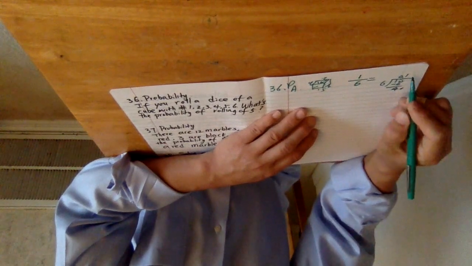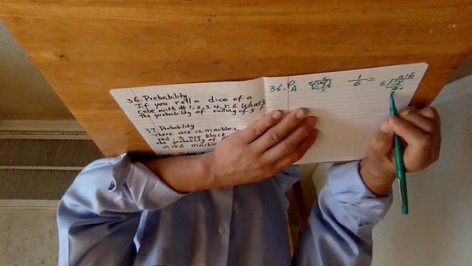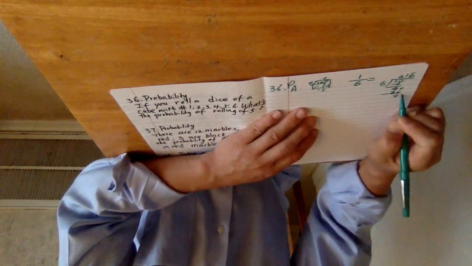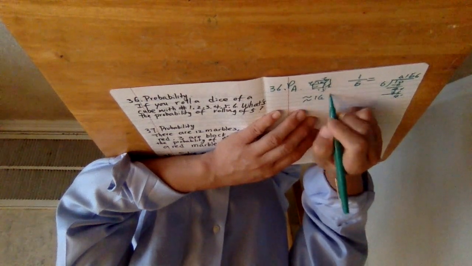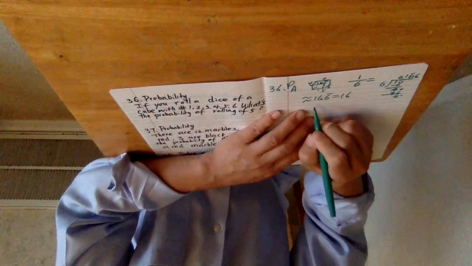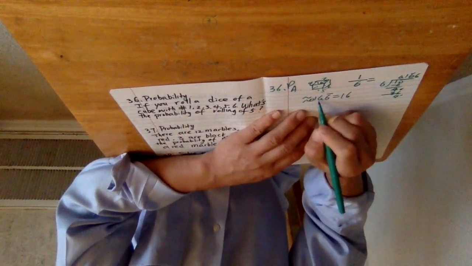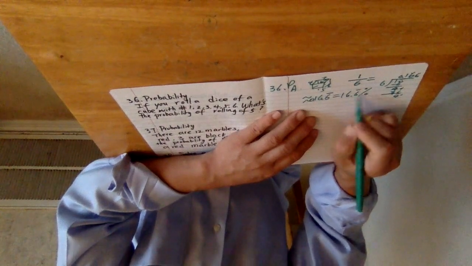6 times 6 is 36, and then 40 again. So the answer probability will be 0.166, 6 repeating, or 16.6%. Okay.